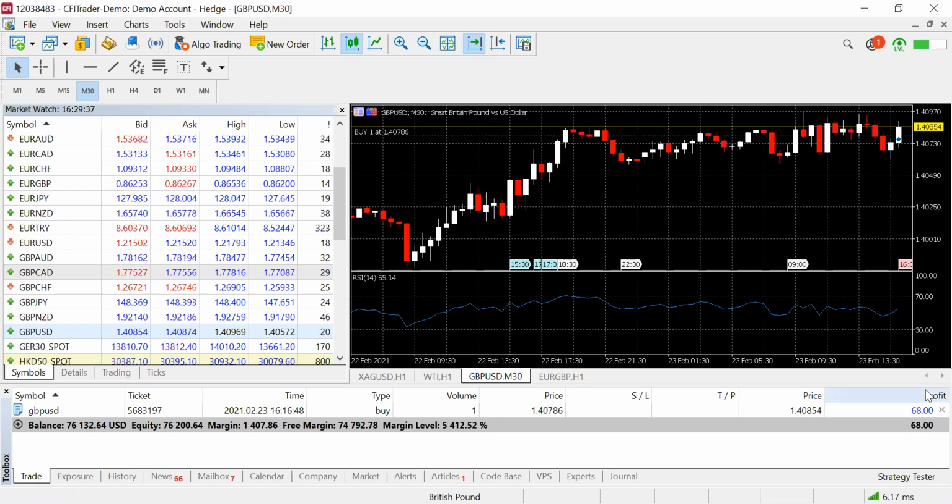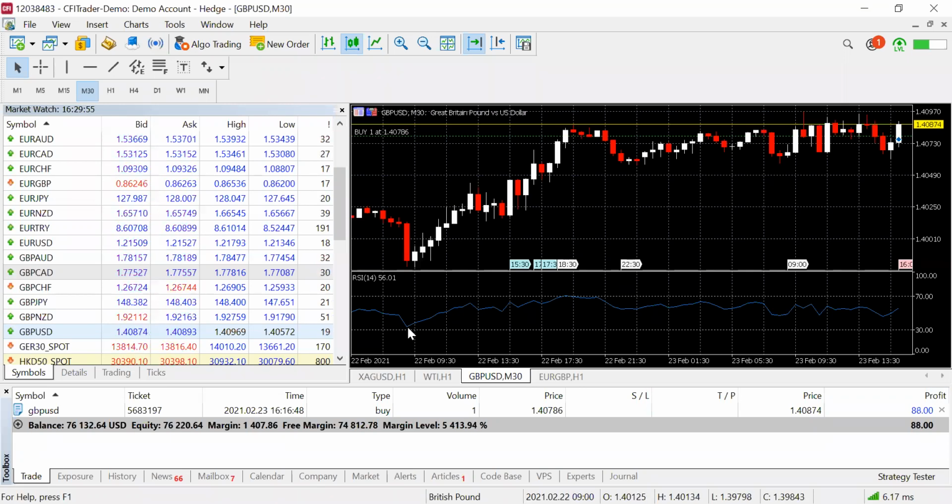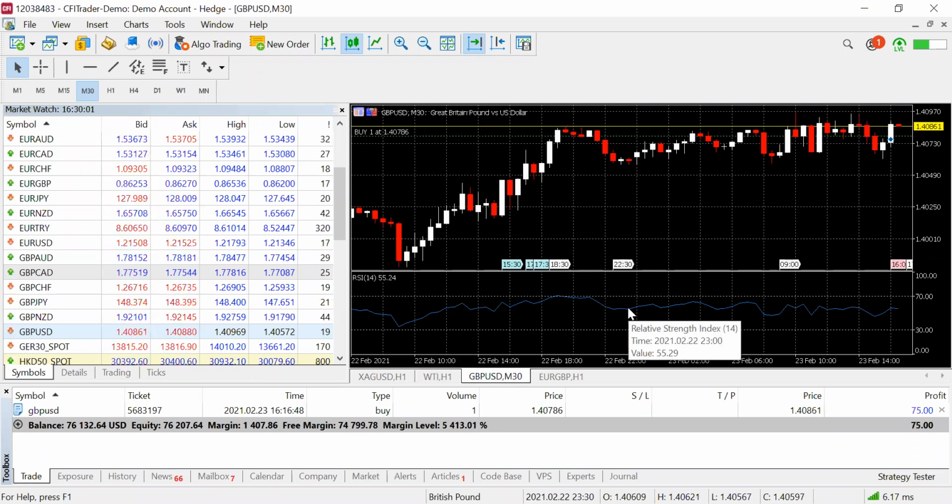Usually with these readings, anything below 30 is basically saying that it's oversold conditions. So that probably is giving an indication that the market might reverse and go in the opposite direction. So let's say if it's oversold, it might probably reverse and go up and become a bullish market. Then the same will happen if it reaches 70. That probably is indicating to you that it's overbought conditions.